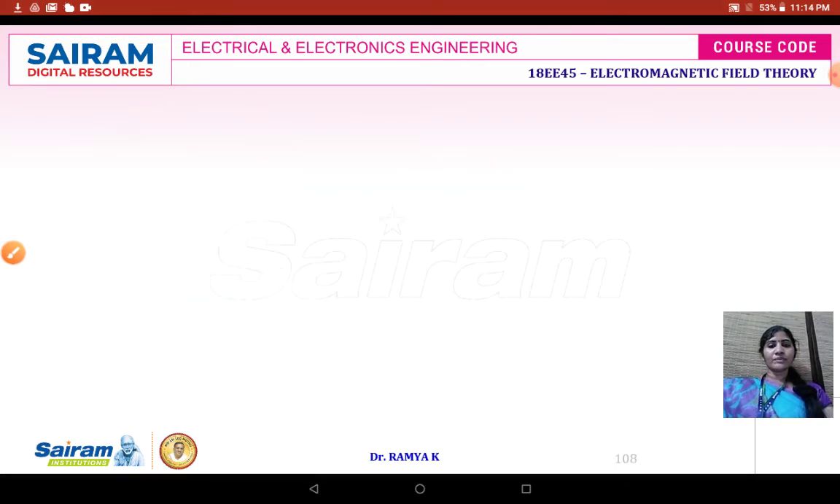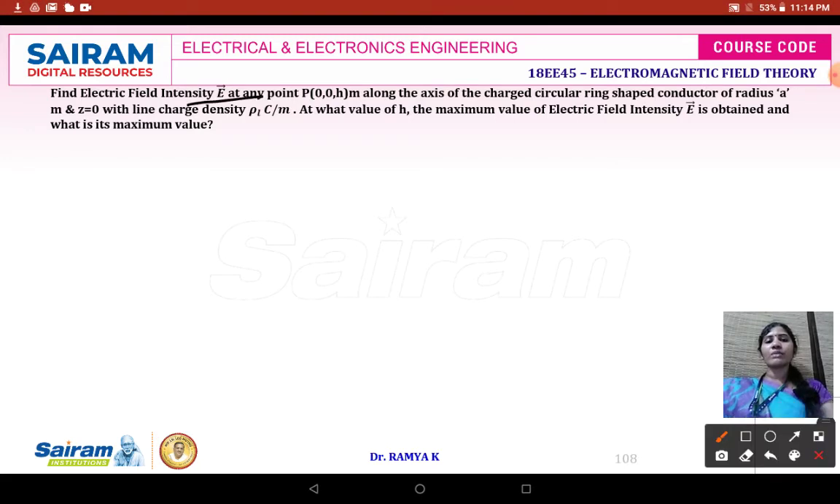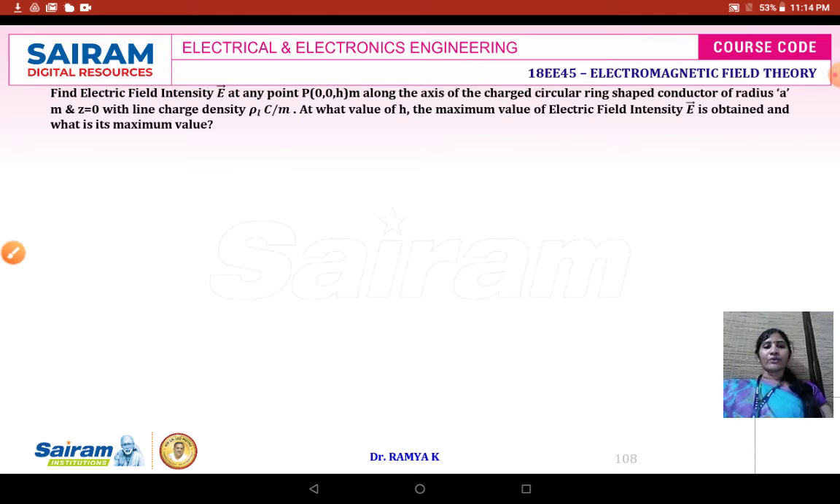Next is going to be: find the electric field intensity E at any point 0, 0, h. So far whatever we have discussed is all along the Cartesian coordinate system. Now we need to solve this problem for a circularly charged conductor. Circularly charged conductor, in the sense it is in a cylindrical coordinate system, of radius a meter and z is equal to 0 with a line charge density of rho L coulomb per meter. At what value of h is the maximum value of electric field intensity obtained, and what is its maximum value?